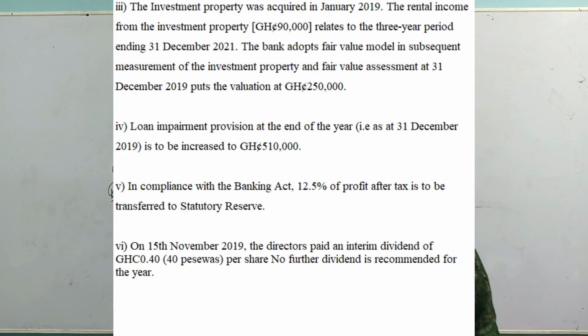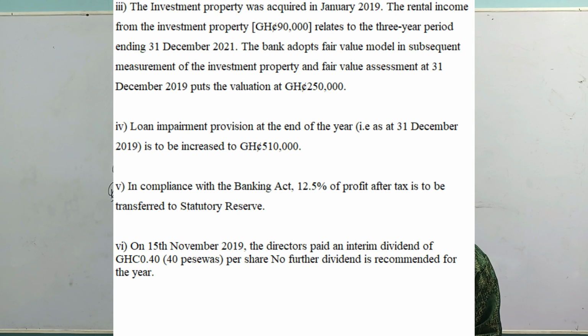Now let's look at the last three, and then we'll solve the question. Now, additional information: in compliance with the Banking Act, 12.5% of profit after tax is to be transferred to statutory reserve. So that one is just information that when we get the profit after tax, the Act says that every year 12.5% of your profit should be transferred to the statutory reserve, and we are going to do that on the statement of changes in equity by transferring. So when we get there, you see.